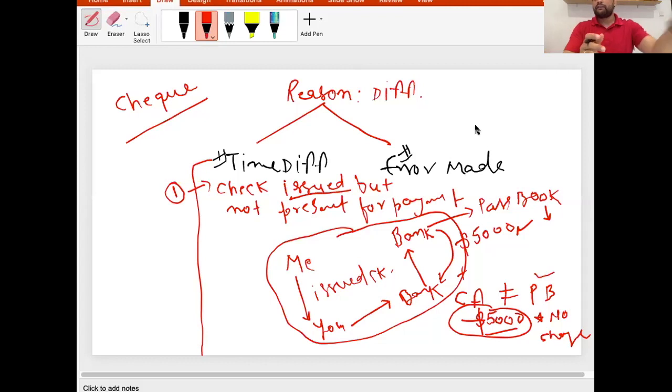Or maybe I give you a check and you keep holding it for some reason. Maybe you're busy, you have no time to go to the bank, or the banks are closed. So there are no changes in the bank account, which means no changes in the passbook. As a result, the balance between the cash account and the passbook is imbalanced, right? That's the first reason. Now we move on to the second reason.